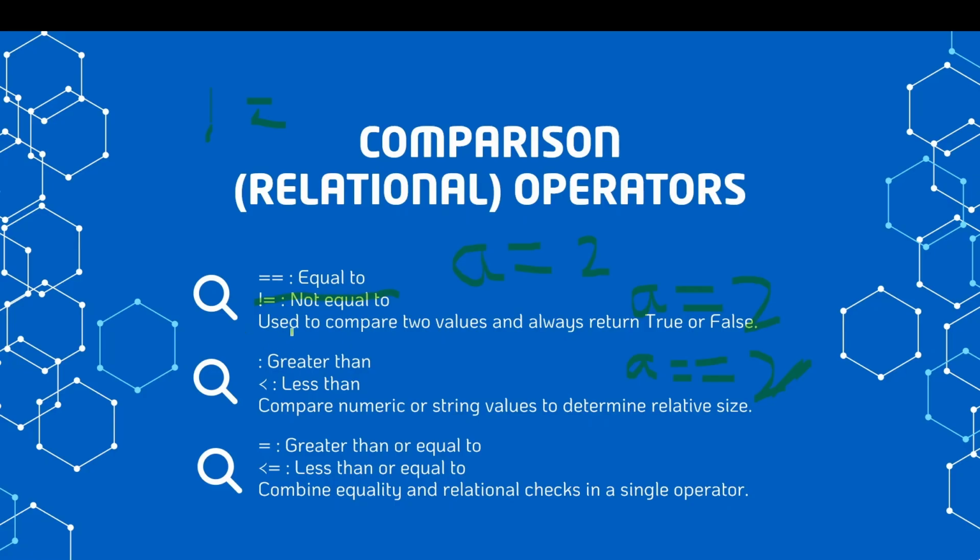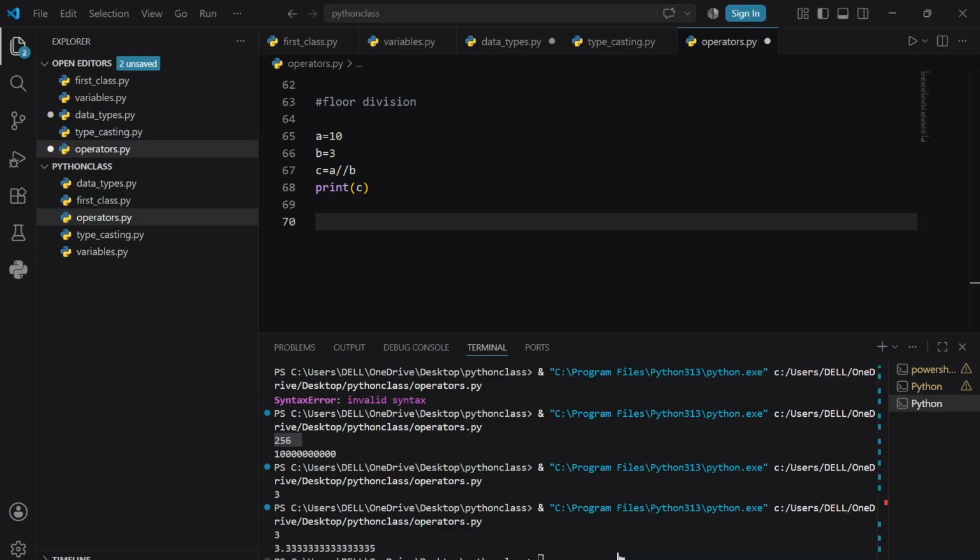I'm going to show you some examples. Used to compare means when we use equal to or not equal to, we are comparing two values, and the answer we get is in the form of true or false. Let's check out the example of our comparison operators, which are equal to and not equal to.